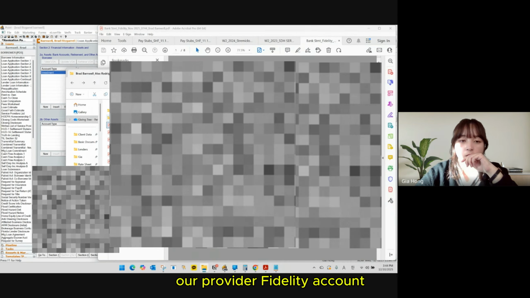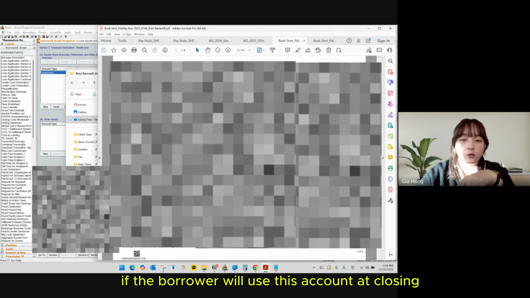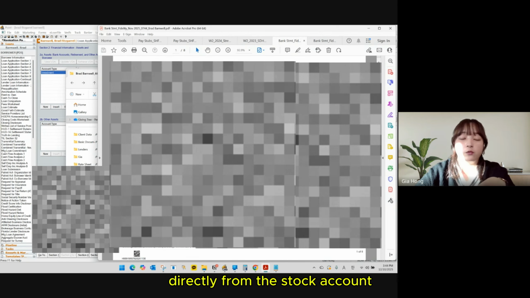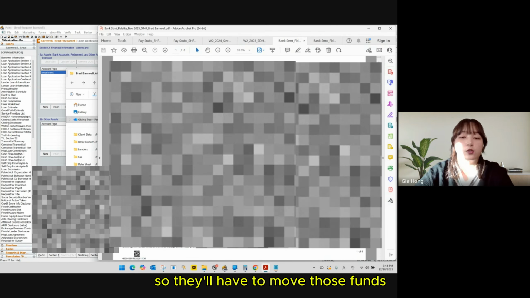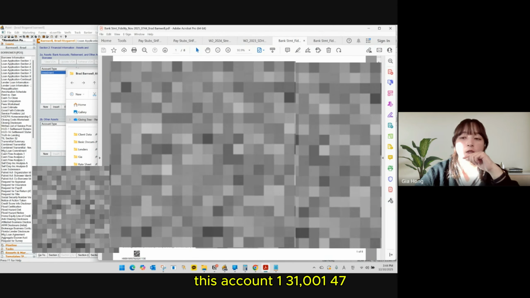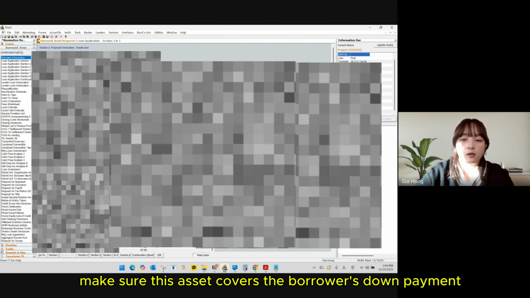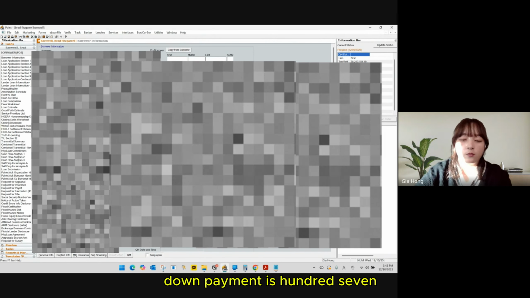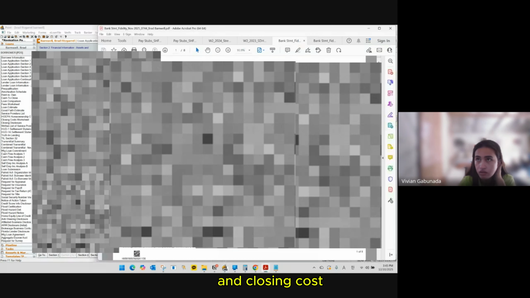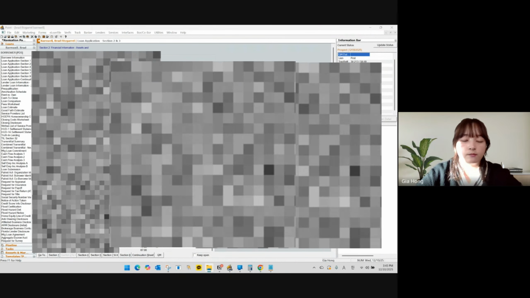Our provided Fidelity account. When you're reviewing Fidelity, make sure whether the borrower will use this account at closing. If so, then we have to get the liquidation proof, because usually a borrower cannot wire directly from a stock account. They'll have to move those funds to their checking account and then wire it to escrow. So make sure if the borrower will use this account, 131,147, that this asset covers the borrower's down payment on the borrower information page. Down payment is 107, so it should cover, right? Yes, and closing cost. Yes, down payment plus closing cost.